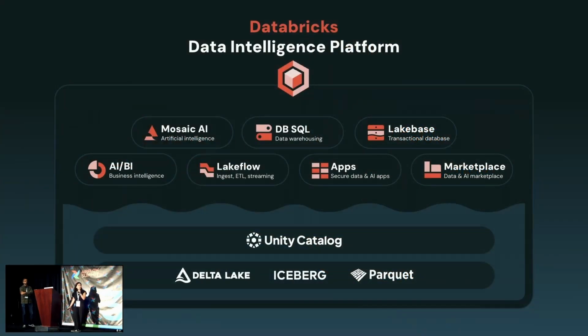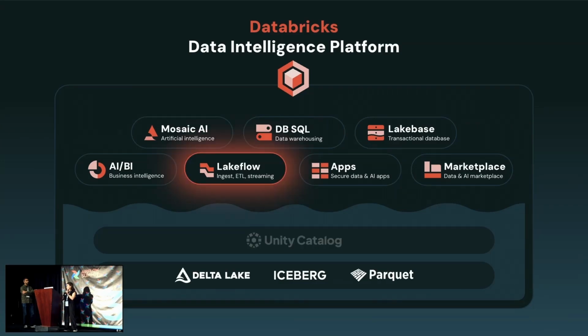The platform has several key components. LakeFlow handles ingestion, ETL, and streaming. Databricks SQL provides data warehousing capabilities. Our AI/BI product gives you business intelligence. And Mosaic AI powers artificial intelligence workflows. And everything runs on Unity Catalog, which is a unified governance layer. So today we'll be primarily focusing on DB SQL, Mosaic AI, and LakeFlow, and showing how Airflow can orchestrate these components.